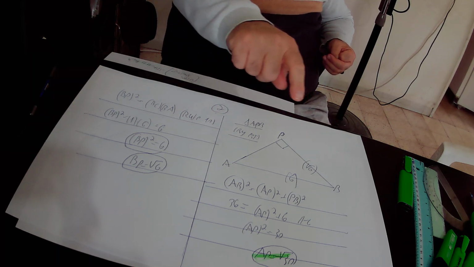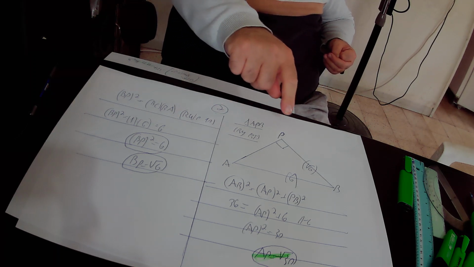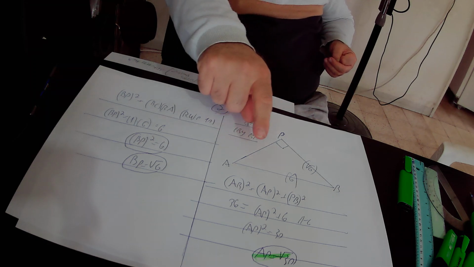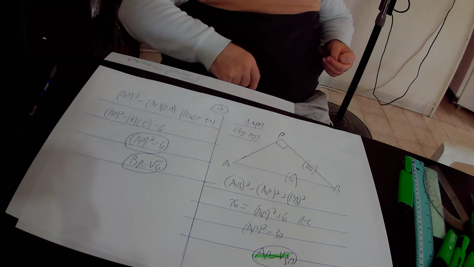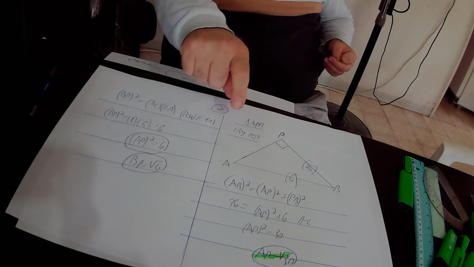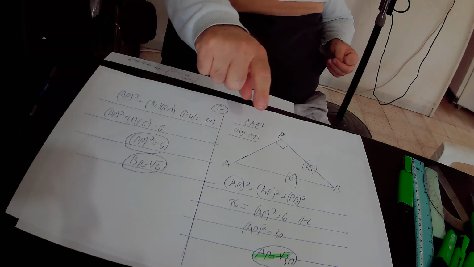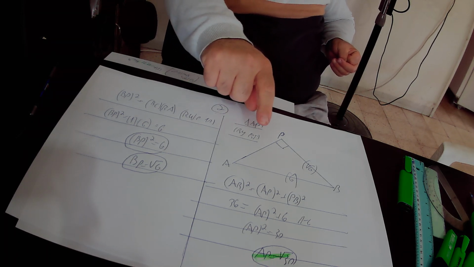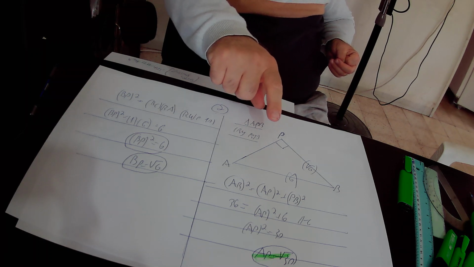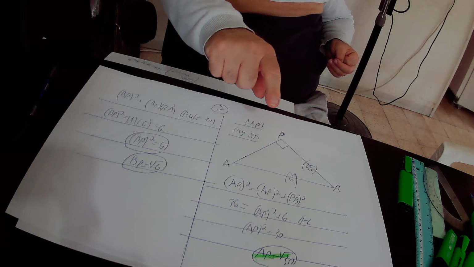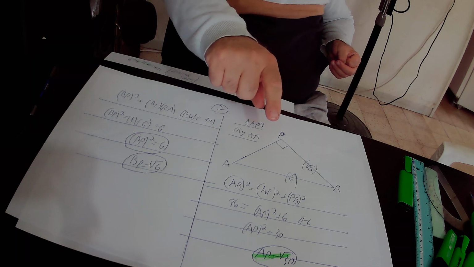and AB square must be equal to AP square plus PB square. AB is 6, therefore AB square is 6 squared, this is 36, and it is equal to AP square. AP is the missing side, so we leave it as it is, plus PB square. PB is the square root of 6, therefore PB square is the square root of 6 squared, that is 6.